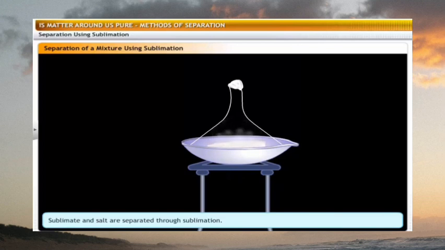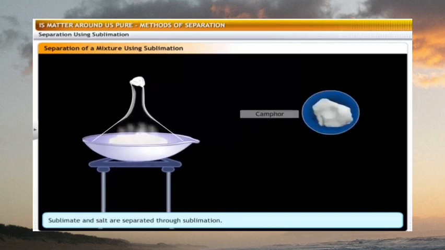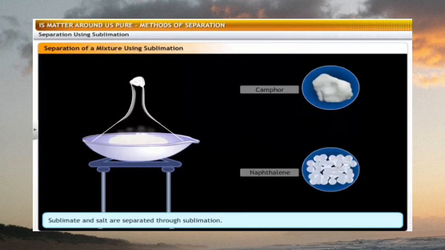Stop heating and allow the setup to cool. You will see a fine white powdery deposit on the sides of the funnel. This is solidified ammonium chloride. Solids like camphor, naphthalene, and anthracene are examples of solids that sublimate.